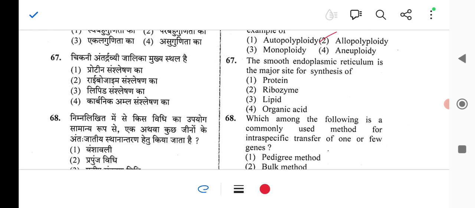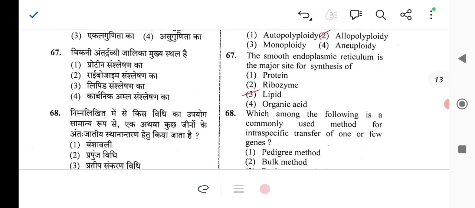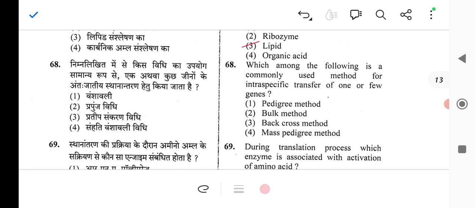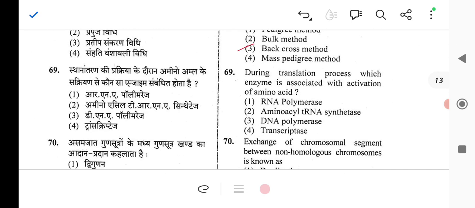Next is the smooth endoplasmic reticulum is major site of synthesis of lipid. Next is which among the following is commonly used method for intraspecific transfer of one or a few genes. So when intraspecific transfer, intra is within the species. So within the species, the commonly used method is backcross method. Next is during translation process, which enzyme is associated with activation of amino acid. So amino acid is activated by amino acyl tRNA synthetase.